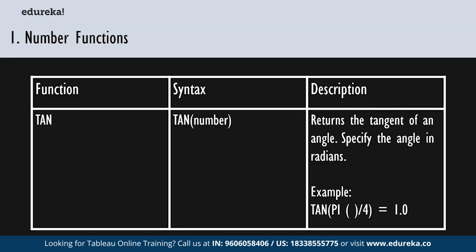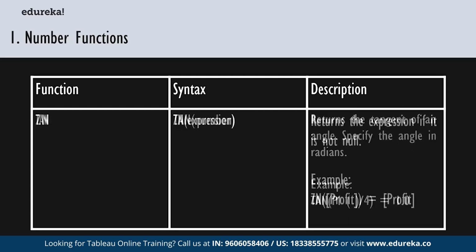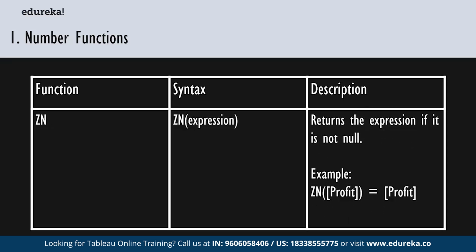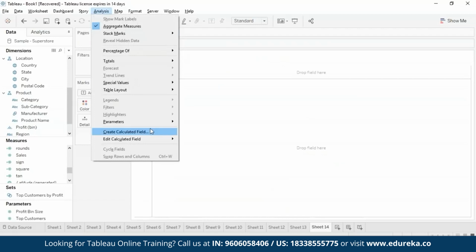And with that, it brings me to the final of the number functions. We have ZN, which returns the expression if it is not null. Otherwise, it returns 0. Now, we basically use this function to use 0 values instead of null values. So this is how it works.